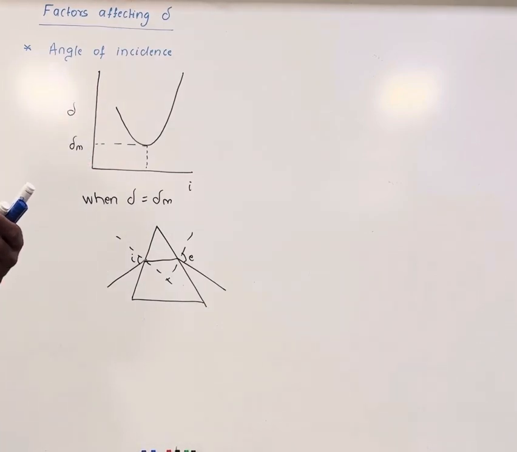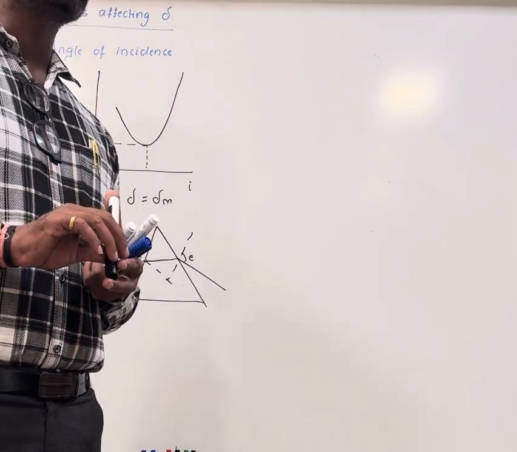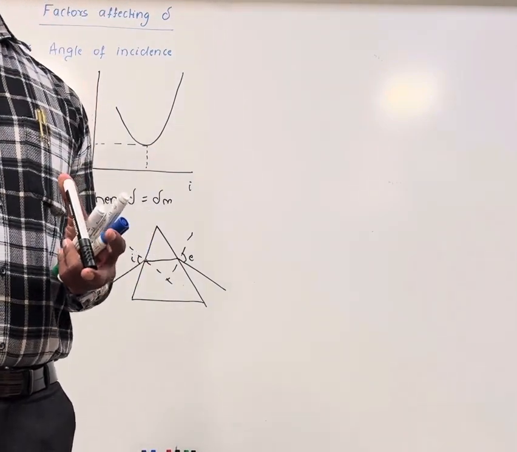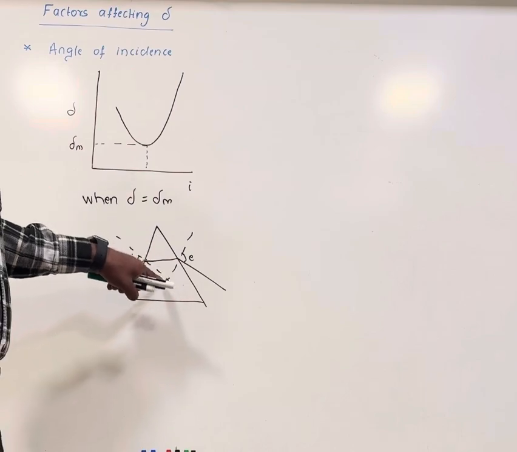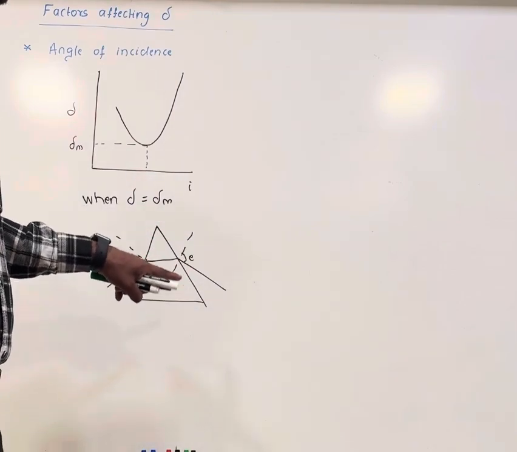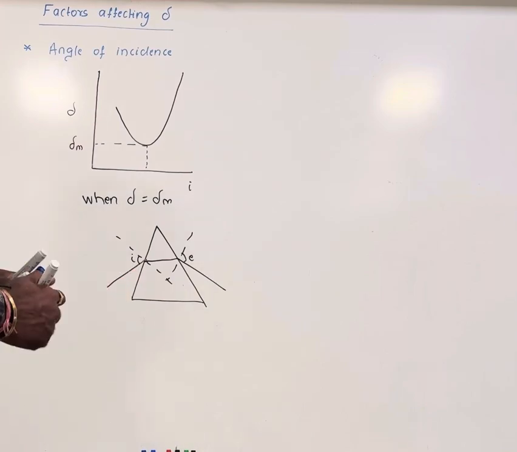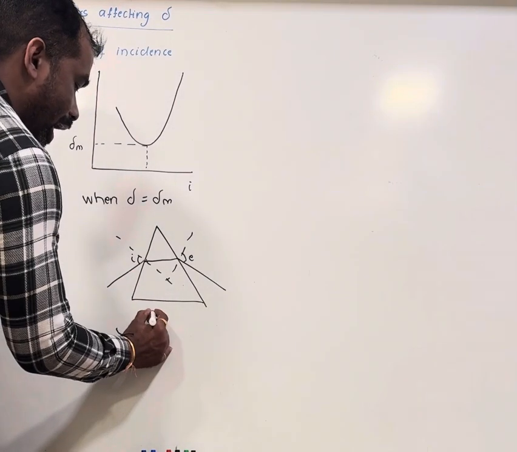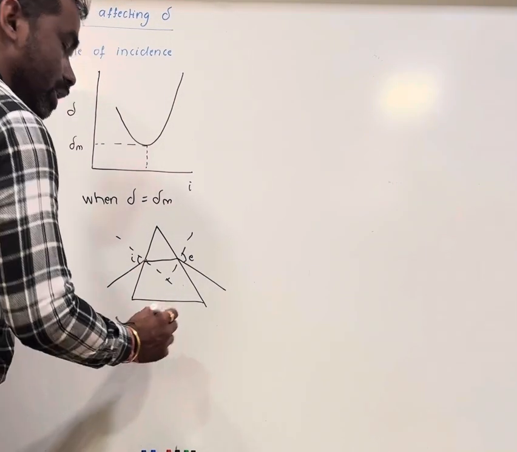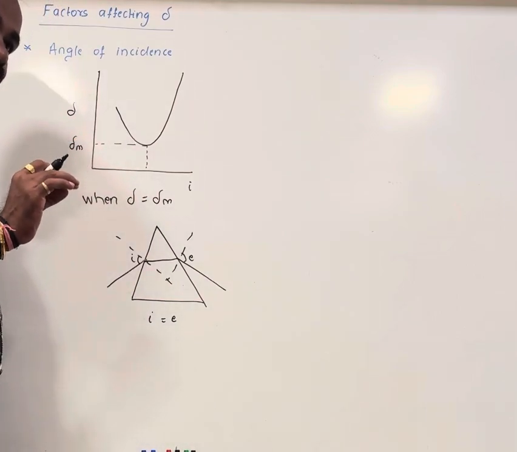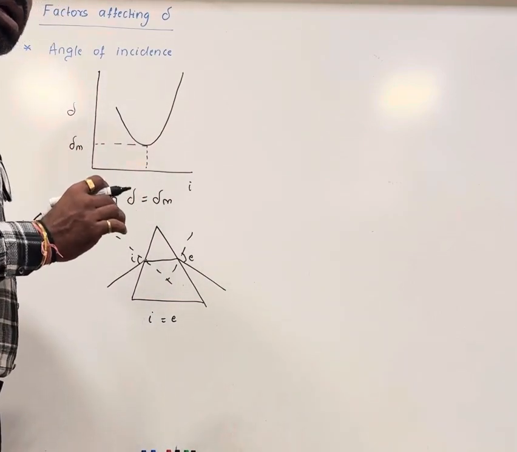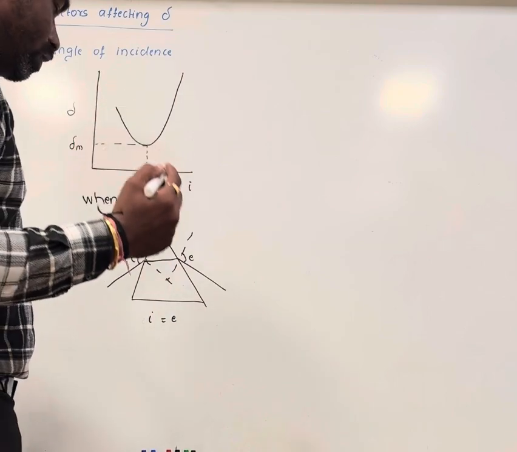First one is when angle of deviation is minimum, that time refracted ray in prism is exactly parallel to the base. And second thing, in this case, angle I will be same as angle E. Angle I is equal to angle E. Angle of incidence is equal to angle of emergence.